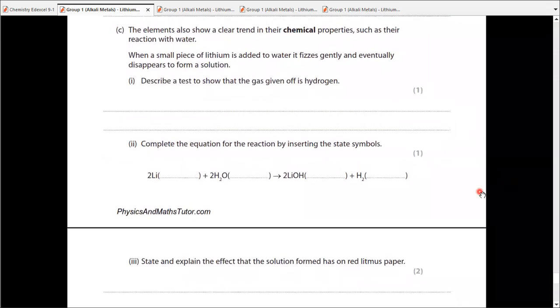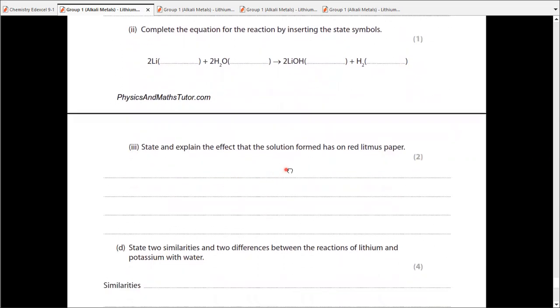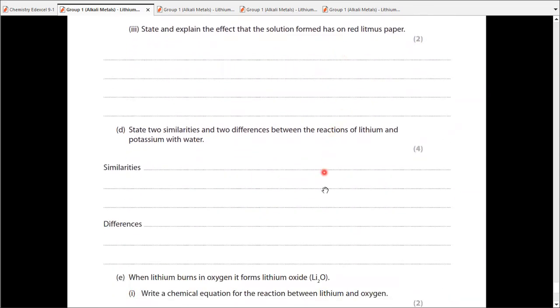Part C. The elements also show some clear chemical properties. You can't really do C1 because that's chapter 18. You haven't done that yet. Part C2 is something that we have practiced way too many times, and let's not do that. Part C3.